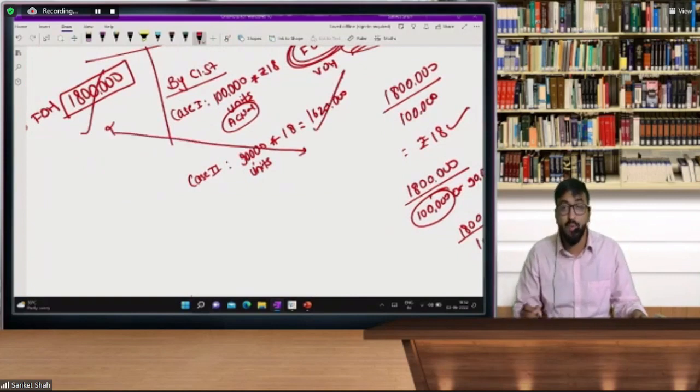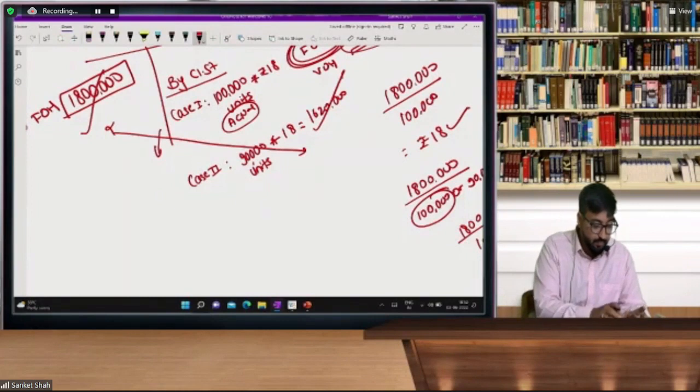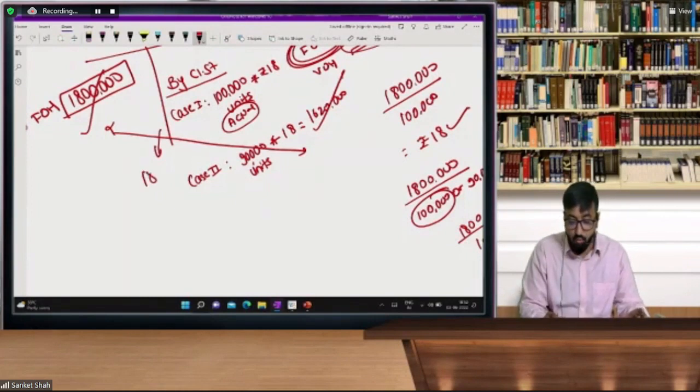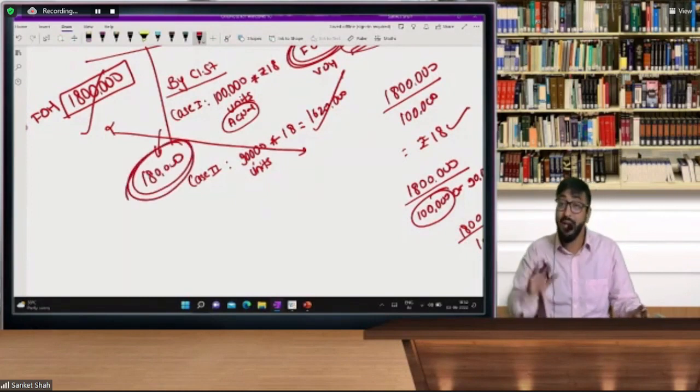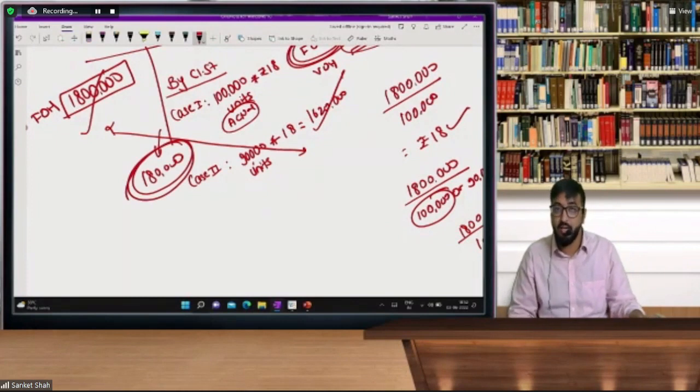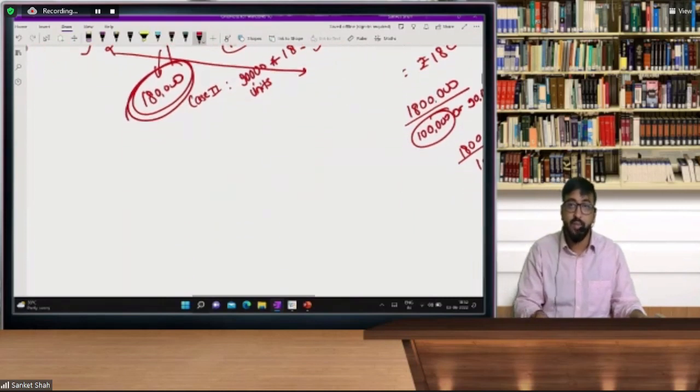Automatically, my difference of cost, which is debited, my debit side is more, by rupees 1,80,000. Automatically it will get adjusted. That is case number 2. Okay. Case number 3.